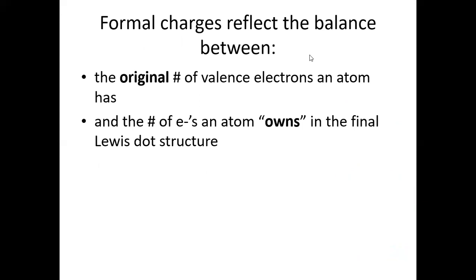It reflects the balance between the original number of valence electrons in an atom and the number of electrons an atom owns in the final Lewis dot structure. So this means that when we think about the valence electrons now, we form bonds and lone pairs, how many electrons are actually solely on the atom versus how many are being shared. And this is what this allows us to do.